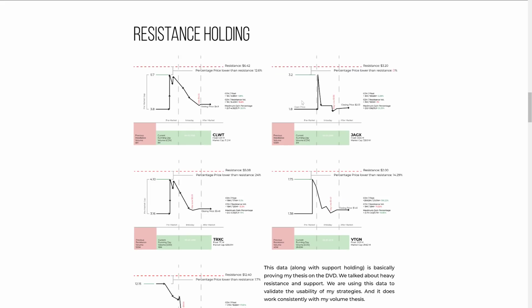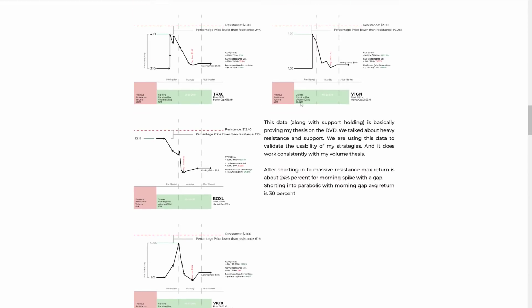Next one, resistance holding. Here we prove my thesis on dip buying, and how the statistics support it. This will tell you exactly, when you dip buy off a support, what your maximum gain is and where your exit is supposed to be. It tells you the average percentage where you need to take your maximum profits, and there are a lot more details in there as well. I won't go over them.